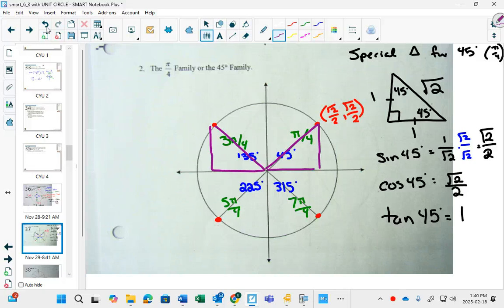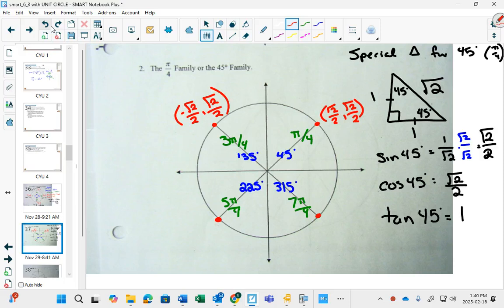The only difference is that now when I go into quadrant 2, my x-coordinate is negative. And my y-coordinate is still positive. And in quadrant 3, my x-coordinate would be negative. And my y-coordinate would also be negative, because now it's down. And in quadrant 4, my x-coordinate is positive. And my y-coordinate is negative.